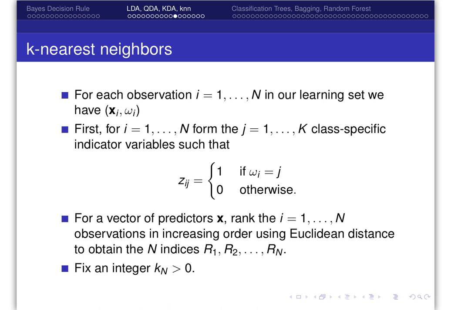When applying K nearest neighbors, first, for each observation, form the class-specific indicator variables, such that the jth indicator variable is 1 if observation i is in class j and 0 otherwise. Then, for a given observation that needs to be classified, rank the distance from all observations to that observation of interest in increasing order, using some metric distance, such as Euclidean distance, and denote the ranks by r sub 1 to r sub n. And also select an integer k sub n.